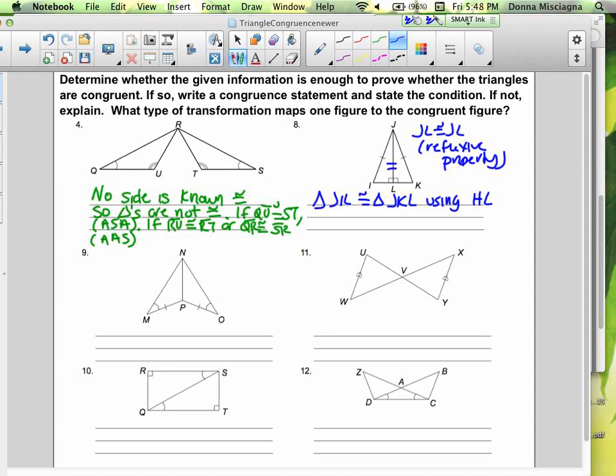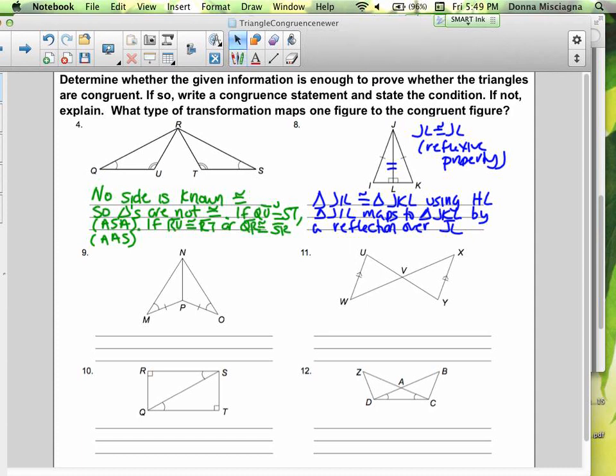And that means we can identify the transformation. And this is one of the easiest transformations, I think. So here, triangle JIL maps to triangle JKL by a reflection over the line JL. If I were just to reflect one triangle over that line, I'd have the other triangle. That would just be a nice little flip. That one is probably the easiest one to see, that those two are mirror images of one another. They're facing one another.